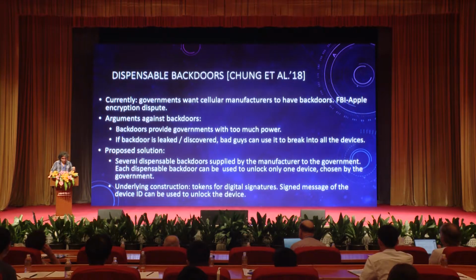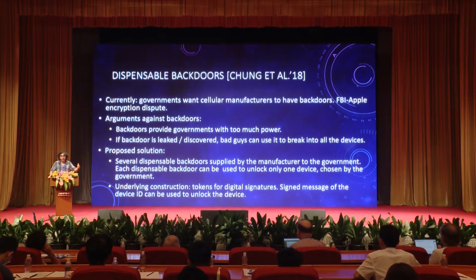And the underlying construction is using these tokens for digital signatures, which I mentioned before. And the idea is that in order to unlock a device, you need to sign a message containing the device's ID, right? And if you have 10 signing tokens, you can only sign 10 messages and therefore only unlock 10 devices.